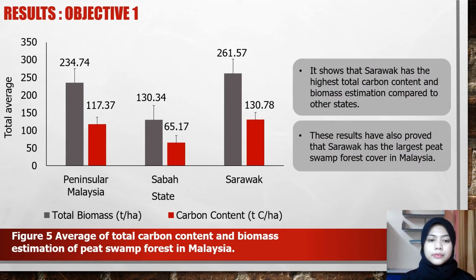And the last, figure 5 shows the average total carbon content and biomass estimation of peat forests in Malaysia. Here also we can see Sarawak has the highest total carbon content and biomass estimation compared to the other states. So these results have also proved that Sarawak has the largest peat forest cover in Malaysia.